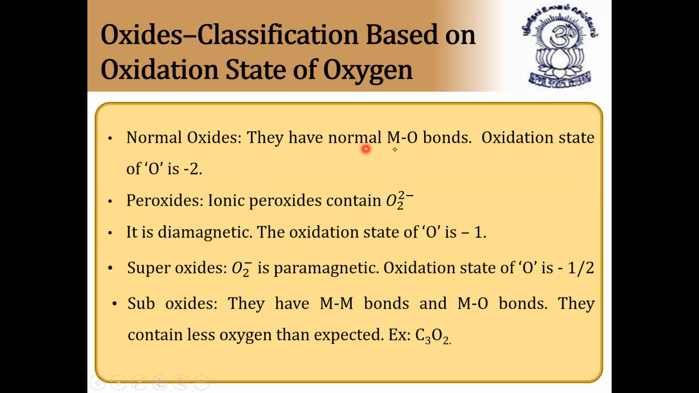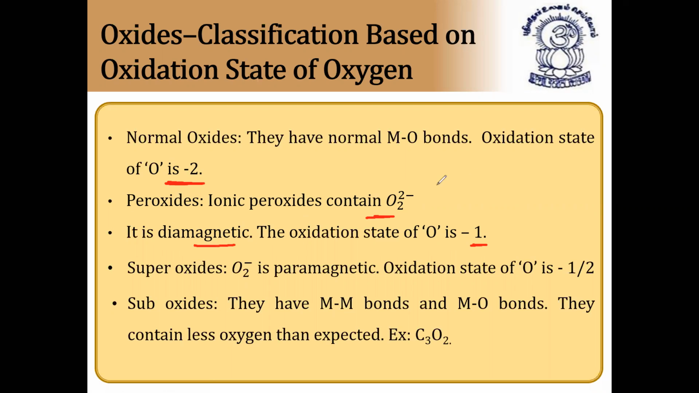Normal oxides have normal M-O bonds. Oxidation state of oxygen is -2. This already we know. In most of the oxides, the oxidation state of oxygen is -2. That is normal oxides. In peroxides, the oxidation state of oxygen is -1. It is diamagnetic in nature. Peroxides contain O2 2- ions. Ionic peroxides contain O2 2-.